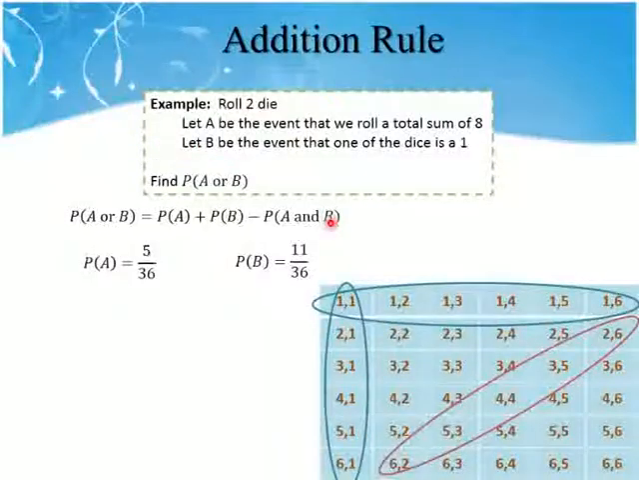Now think about the probability that A and B both happen. In other words, we roll a 1 on one of the dice and we get an 8. But if you notice, there's no way for that to happen. There's no way we can get a 1 on one of the dice and also roll an 8. So the probability that A and B both happen is 0. In other words, the events A and B are disjoint.